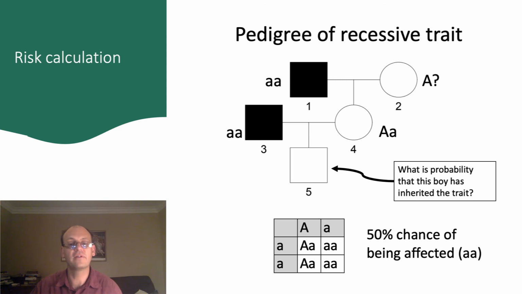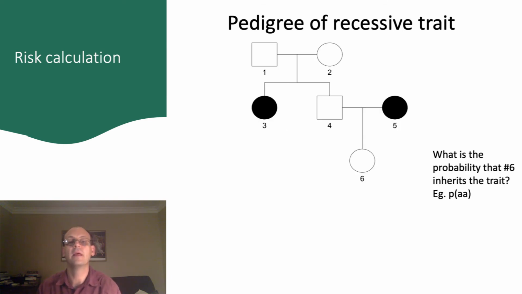Since number 4 is a heterozygote, we can draw a Punnett square like this. According to the Punnett square, there's a 50% chance that individual 5 will be affected. In this pedigree, we're interested in finding out the probability that number 6 inherits the trait.